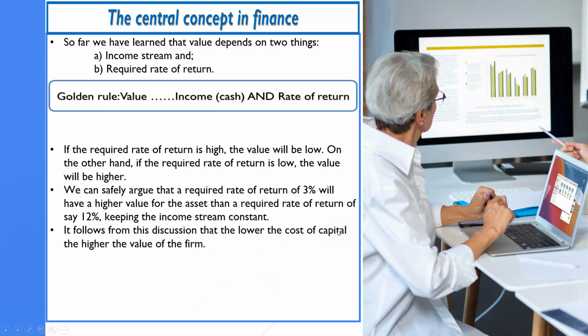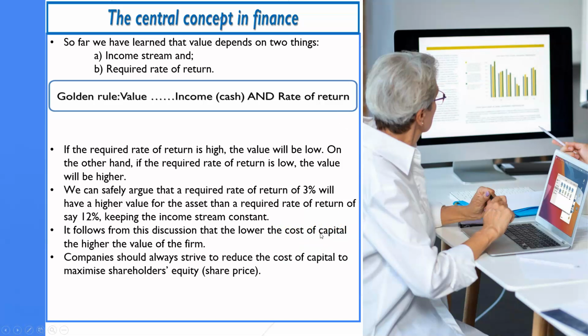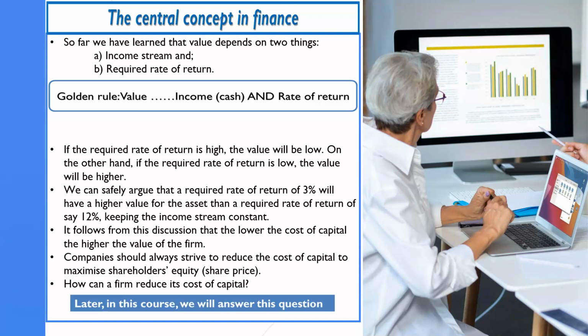So we know that the main role of the finance manager is to maximize shareholder wealth. To do that, managers must strive to reduce the weighted average cost of capital so that the value of the equity, that is the share price, will go up, thus achieving their role in maximizing shareholder wealth. But how could a company minimize or reduce the cost of capital? That is a big question. We will answer it through the whole series of videos.